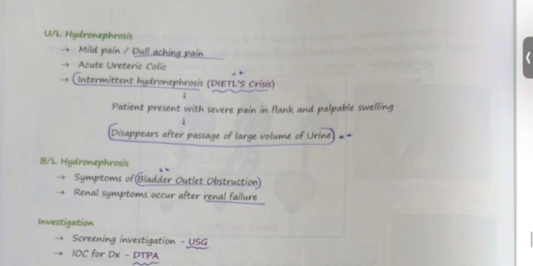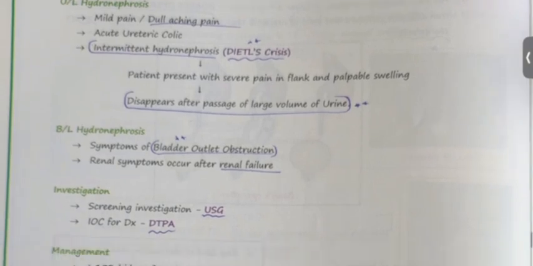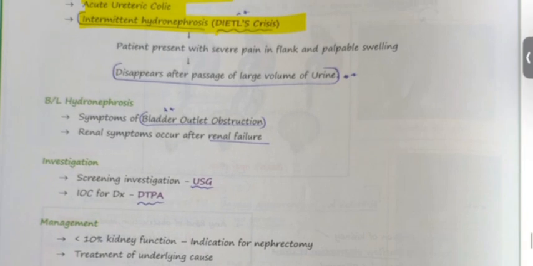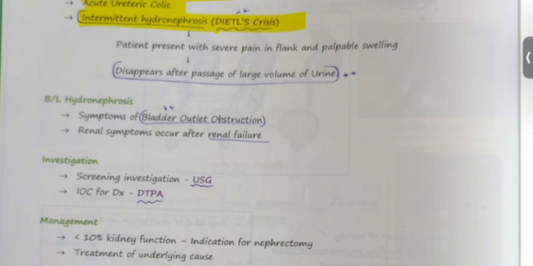So what will be the clinical features in case of unilateral hydronephrosis? There will be mild to dull aching pain, acute ureteric colic, intermittent hydronephrosis, that is called Dietl's crisis. Okay, patient will present with severe pain in the flank and palpable swelling, which will usually disappear after passage of large volume of urine, because kidney is getting enlarged. Because of that stretch of the renal capsule they are experiencing pain. Once they pass the large volume of urine, kidney will relax and there will be relaxation of renal capsule also. Because of that reason again there will be no pain. Okay, this is seen in case of unilateral hydronephrosis.